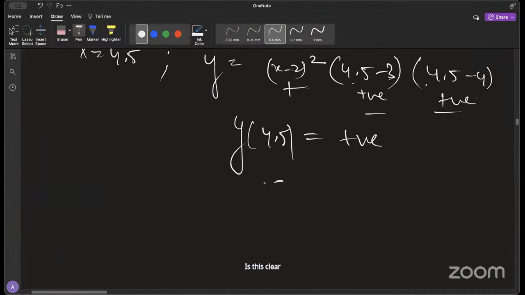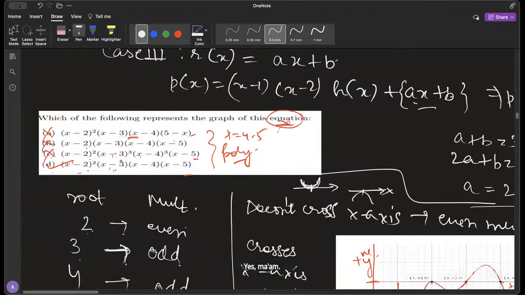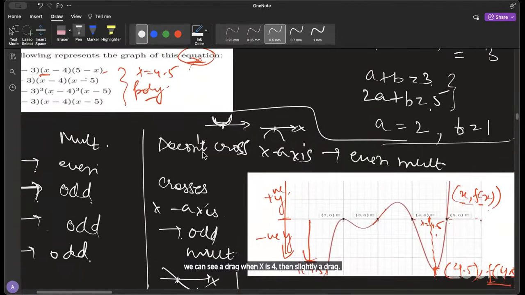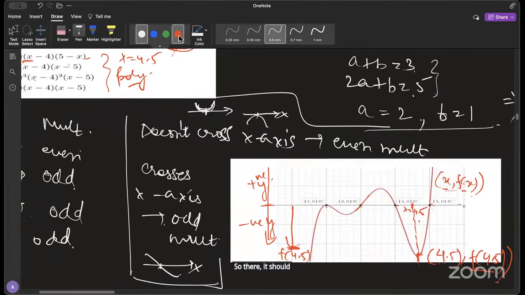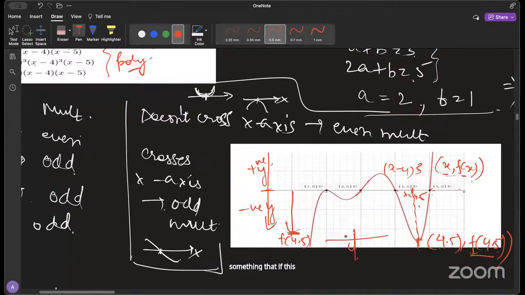Is this clear? Between options, C also seems to be, yes ma'am, because C seems to be a bit valid, because x minus 4 has odd multiplicity, both of them, also x minus 3. And if we check the graph, we can see a drag when x is 4, then slightly a drag. So there it should look, if it was x minus 4 cubed, then you will clearly see something like this at point 4, something like this or something like this.